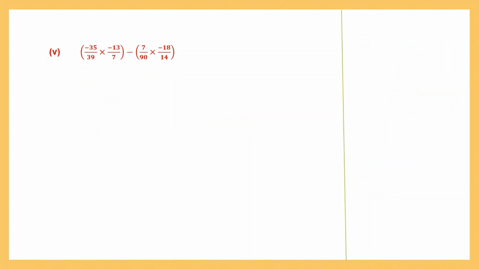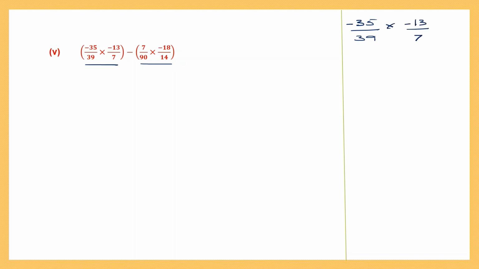Question 5. Here again in brackets, we have this operation first, then we have a subtraction, and we have this operation. So we need to finish what's within brackets. Let's do the first set of brackets. Minus 35 by 39 into minus 13 by 7.